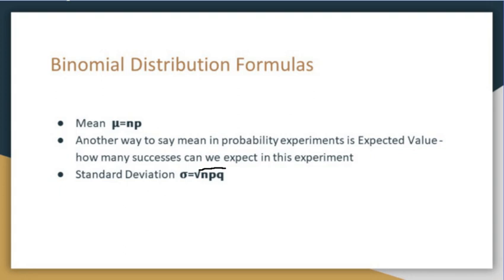Okay, so the formula for mean, remember the Greek letter mu that we use as a symbol for mean. So the mean is equal to N times P, number of trials times the probability of success.